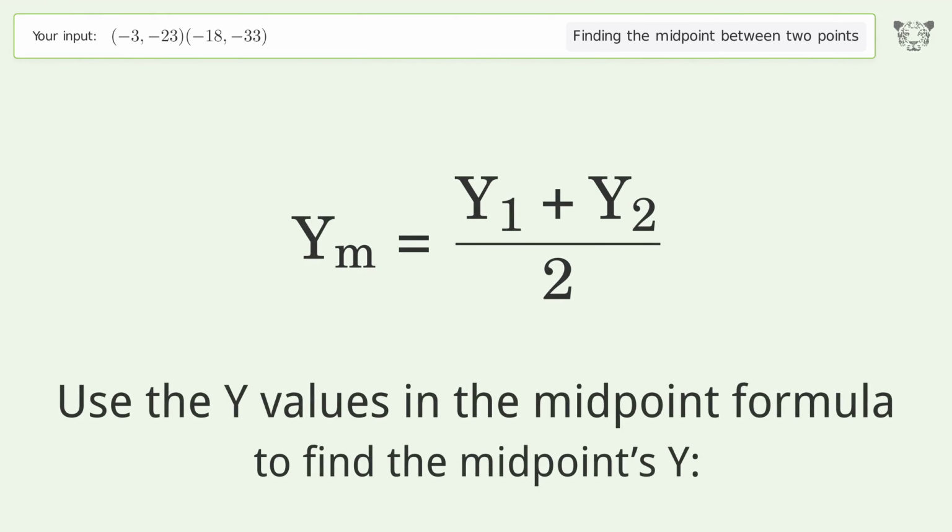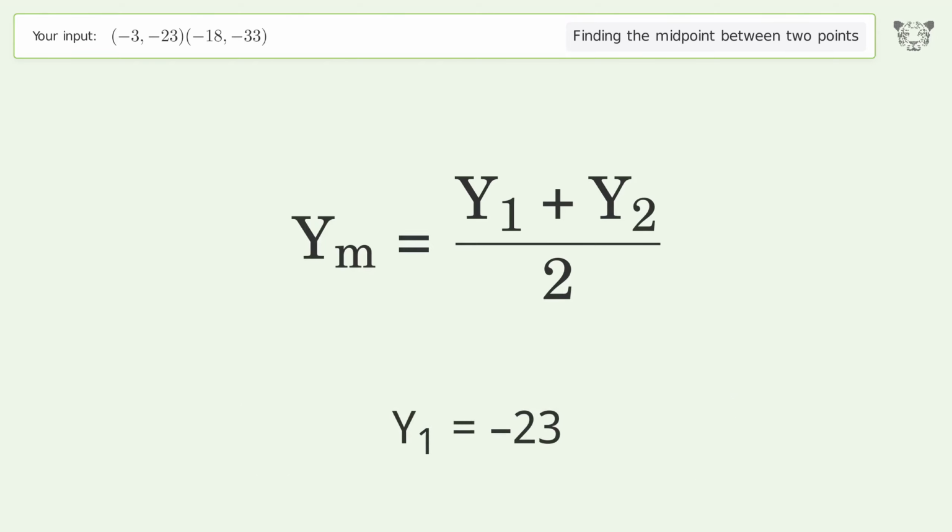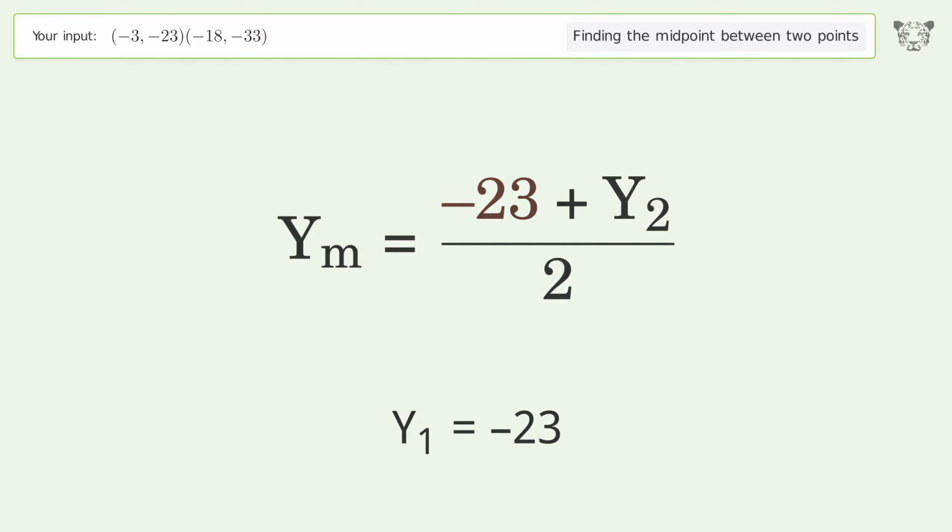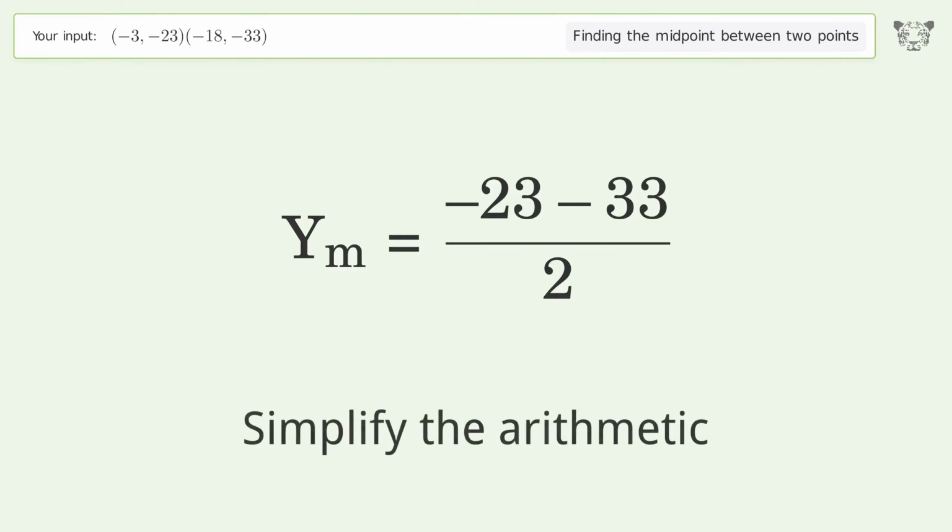Use the y values in the midpoint formula to find the midpoints y. y1 equals -23. y2 equals -33. Simplify the arithmetic.